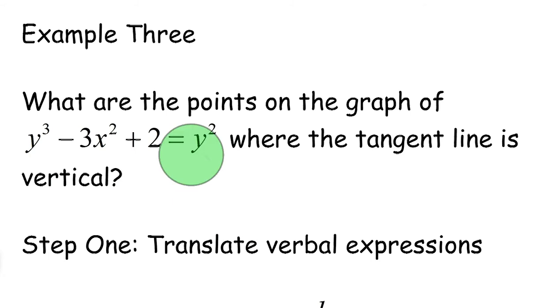Now we're going to talk about vertical tangent lines. Let's read this example together. What are the points on the graph of y cubed minus 3x squared plus 2 equals y squared where the tangent line is vertical? Keyword here, vertical. So it's not like horizontal, right? We know a vertical tangent line goes like this.